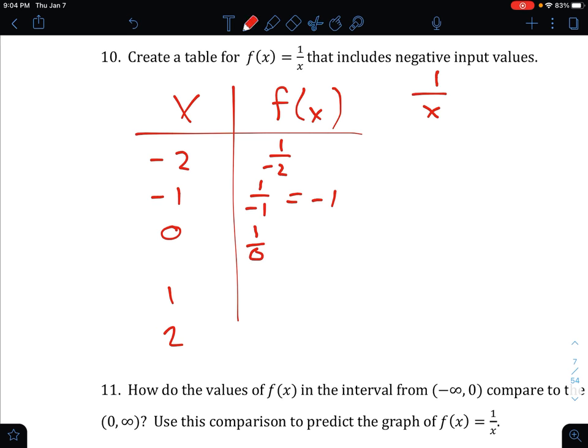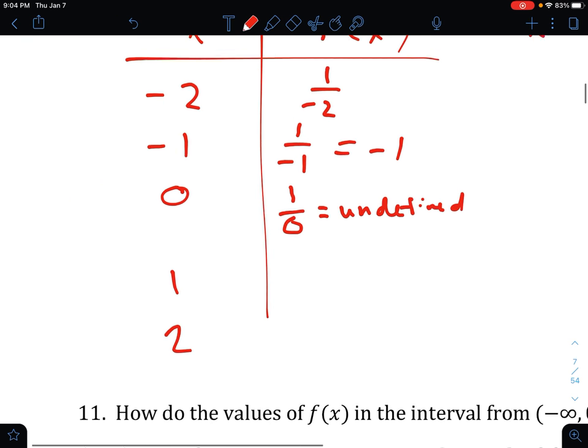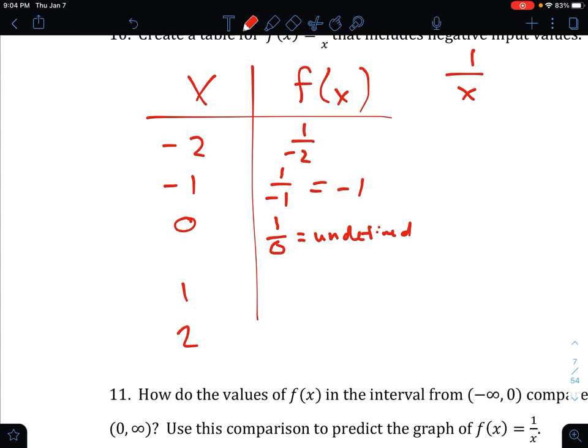Now, this is a problem, right? We know that we are not allowed to divide by 0. This has a special name in math, and this is called undefined. You are not allowed to divide by 0 in math. So it's actually undefined at x equals 0. Then, of course, we end up with 1 divided by 1, which is going to give us 1. Then we get 1/2, which is 1/2.